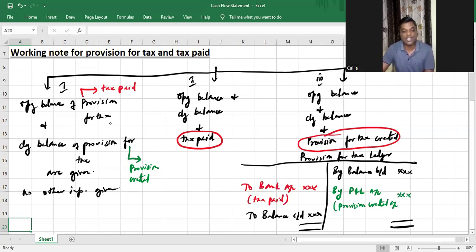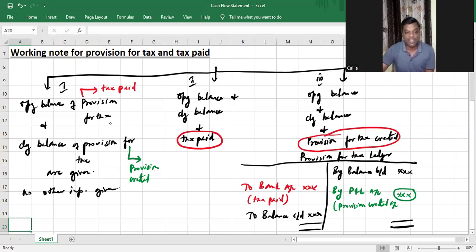Now, in the second case, in the question, they've given the opening balance of provision for tax and closing balance of provision for tax, and they have also given the tax paid. You enter the opening balance, you enter the closing balance, you enter the tax paid, and the provision for tax created during the year can be found out by balancing the ledger. It will be the balancing figure.